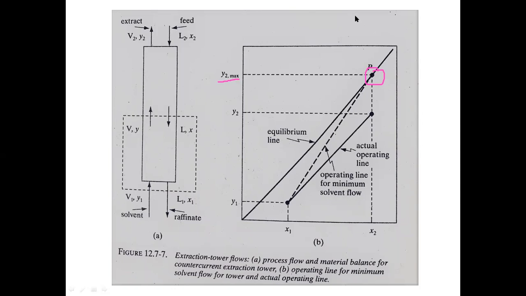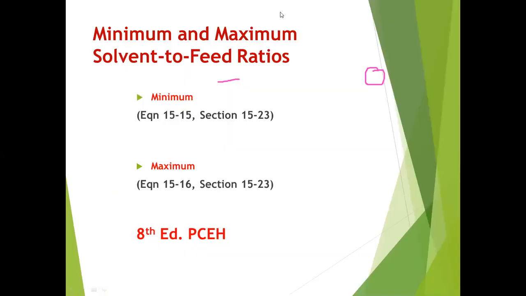Okay, now let me just clear the markings. Okay, now in your handbook, on the other hand, what's available? In your handbook, there are equations that help you solve for the minimum and maximum solvent to feed ratios. It's just like if you have already the feed, what would be the minimum solvent requirement for such a feed, or what would be the maximum solvent requirement for such a feed.